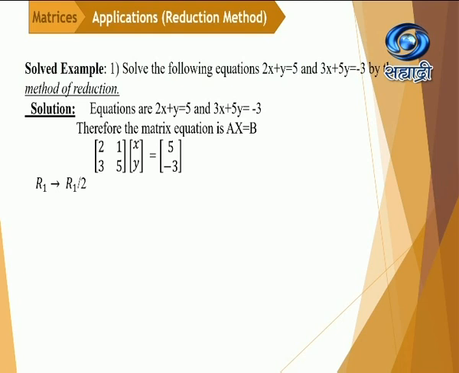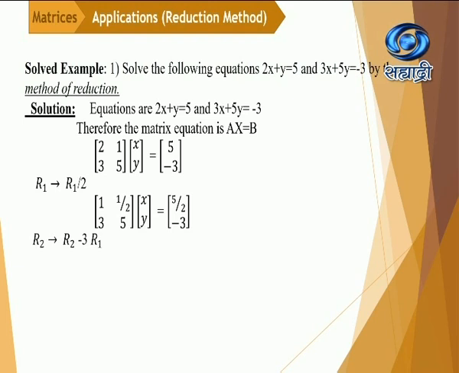Now to reduce A into an upper triangular matrix, we want the below-diagonal elements to be zeros. So here is the row operation. First of all, we have to make the A11 place 1, because at the 3 place we want 0. So we apply the row operation R1 changes to R1 by 2. After applying this row operation, we get 1, 1 half, 3, 5, and on the right-hand side 5 by 2, 3.